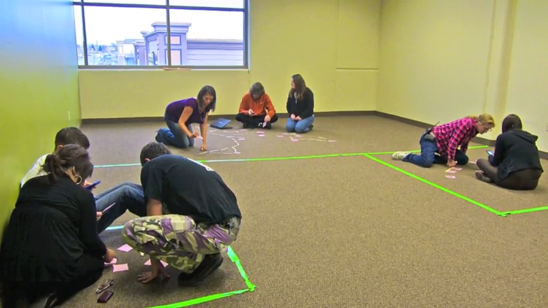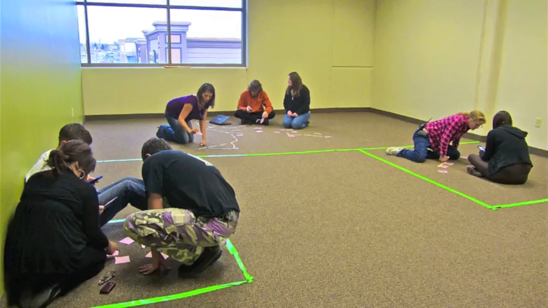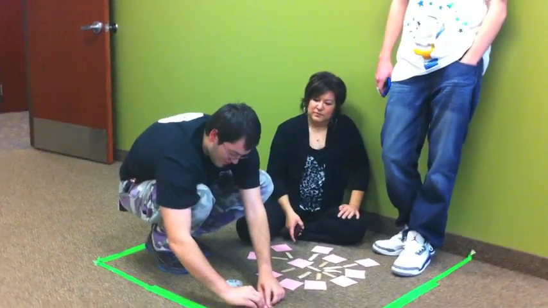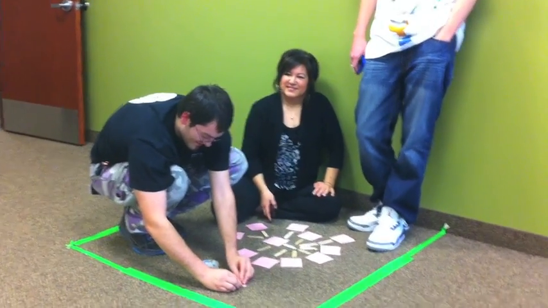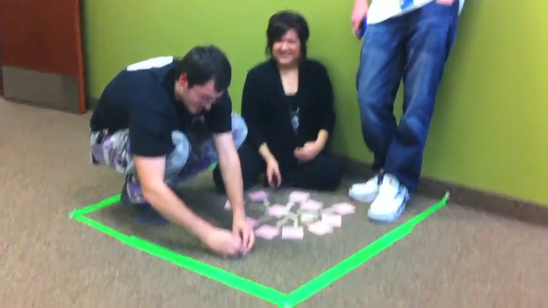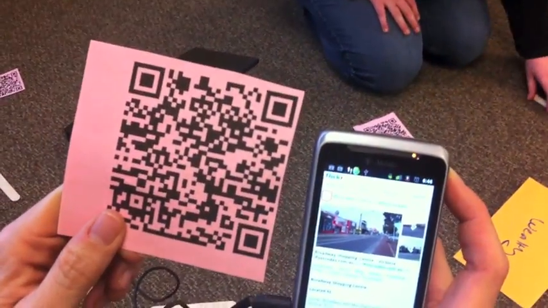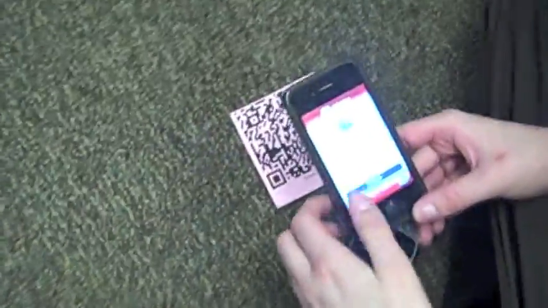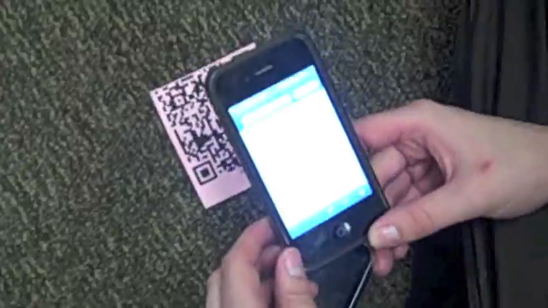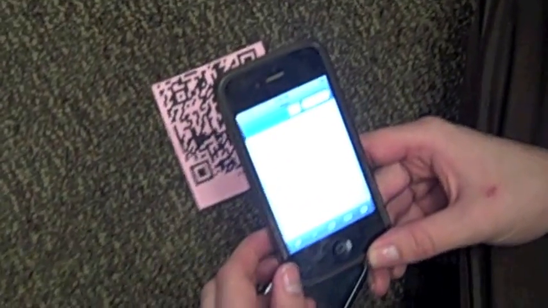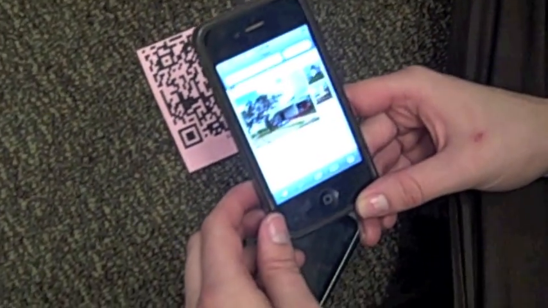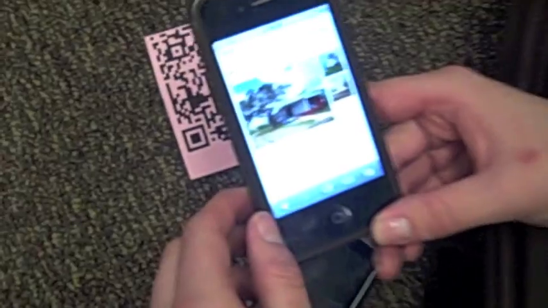In this equity game, students were placed in three groups. Their task was to build a city given the boundaries and materials provided, and that was based on their social class. They discovered what resources they received by scanning QR codes that led to pictures of buildings for their community. The upper class received a lot more and better resources and buildings than did the lower classes. For example, in this picture, the middle class received some lower income housing.